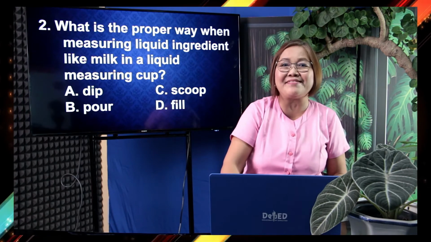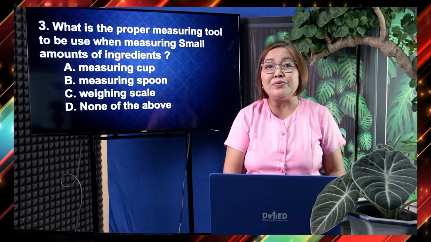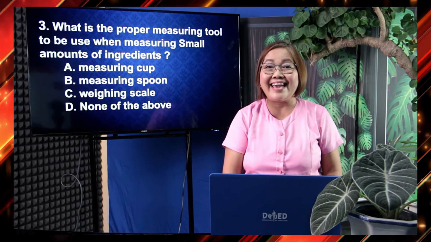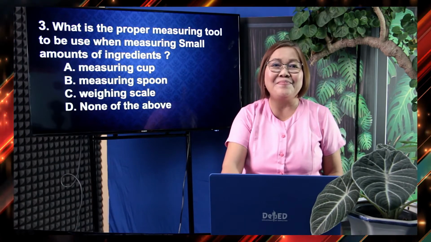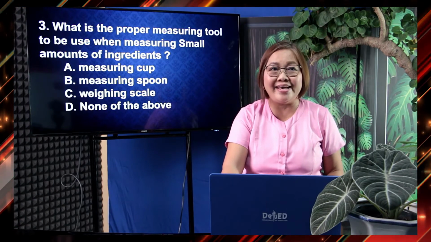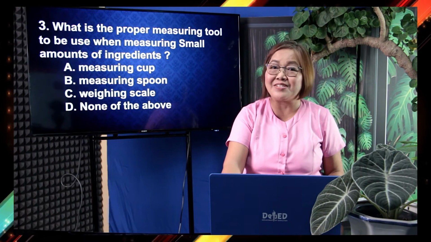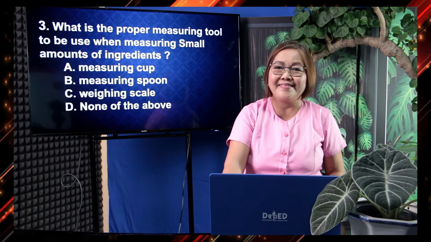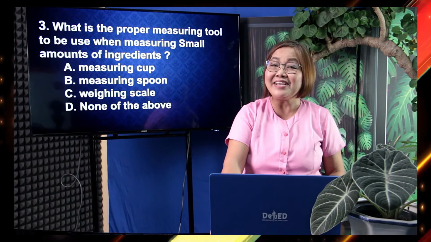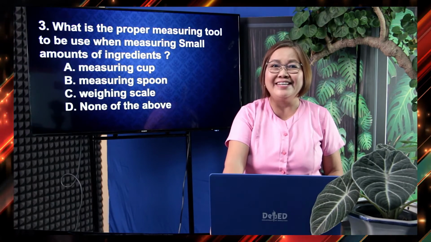Okay, next, number 3. What is the proper measuring tool to be used when measuring small amount of ingredients? A. Measuring cup. Letter B. Measuring spoon. C. Weighing scale. D. None of the above. Time starts now. Time's up. The correct answer is letter B, measuring spoon.